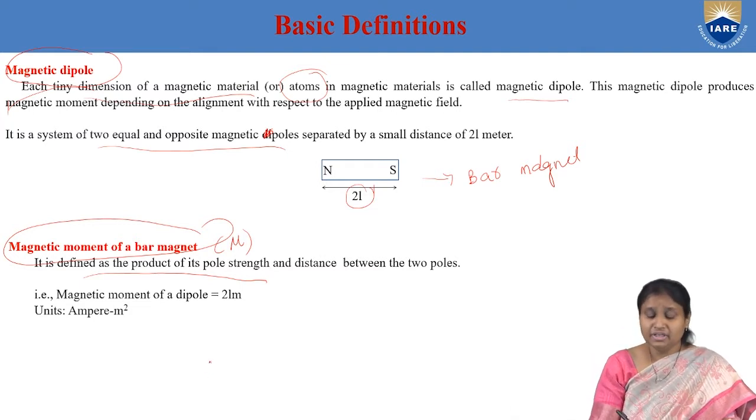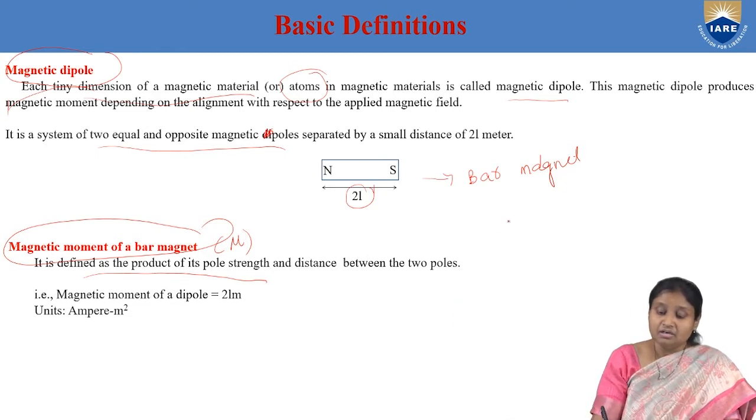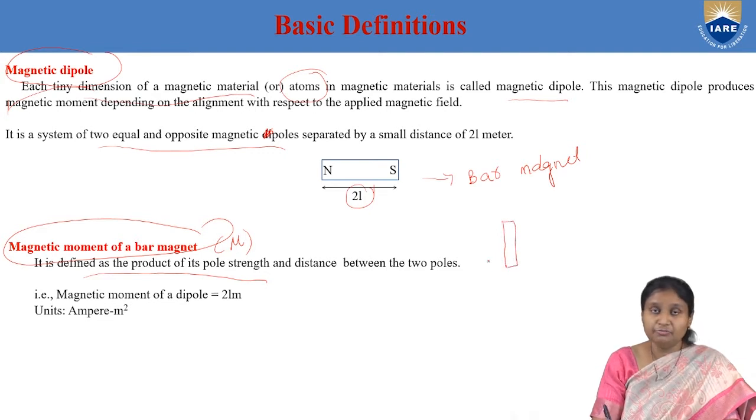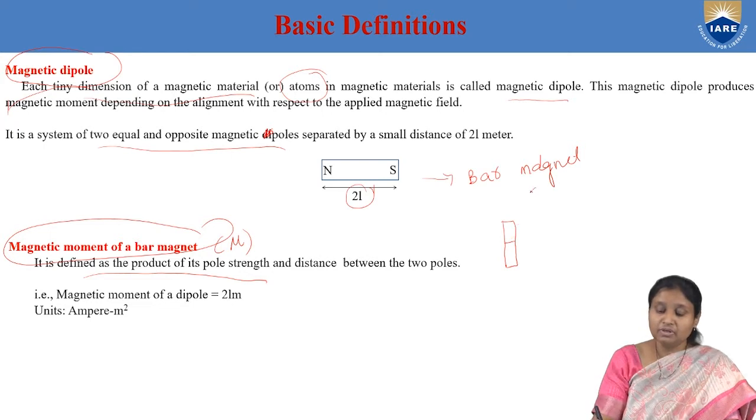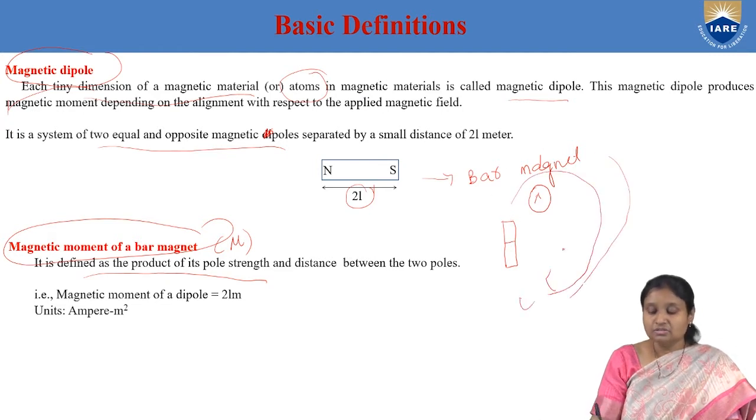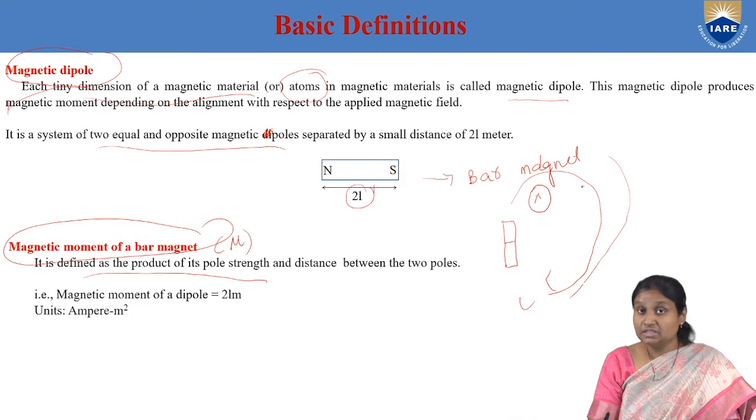I think we have done a small experiment at our plus 2 level. Generally we keep one bar magnet at the center of a paper, and then we take one compass and start moving this compass in the vicinity of the bar magnet, and depending upon the direction of movement of the needle, we draw magnetic lines of force. These magnetic lines of force represent the pole strength of a particular pole.